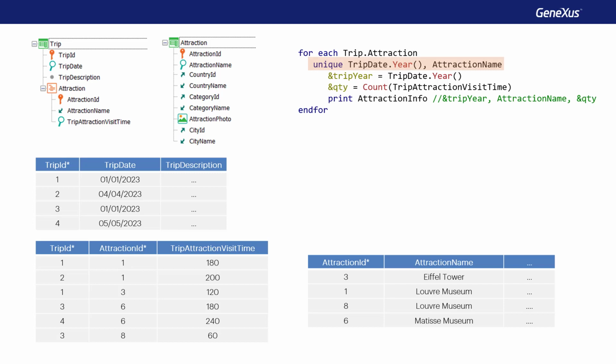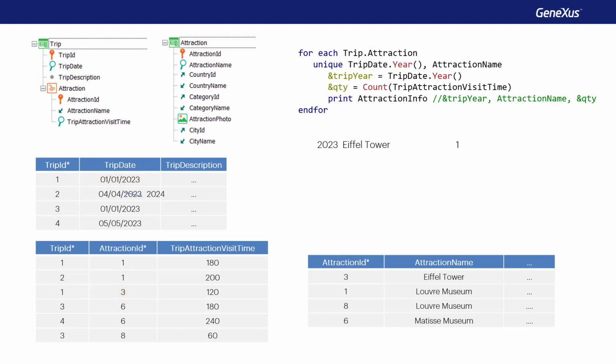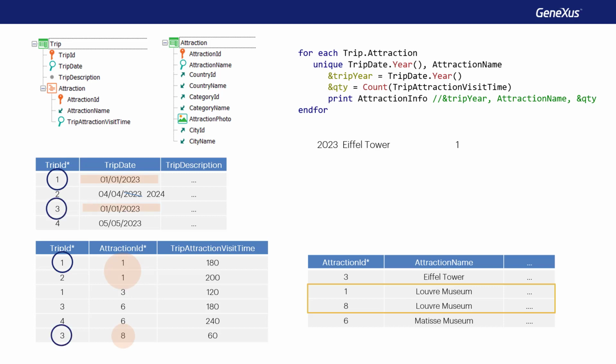We'll be tempted to write this unique clause, so that if we change the year of trip 2 for this other one, then the output would have to be as follows. Attraction name, Eiffel Tower, is only on one trip, so its year is listed, and the count will give 1. Then comes Louvre Museum, which is on 3 trips, the year of 1, and 3 match. So the output will show this.